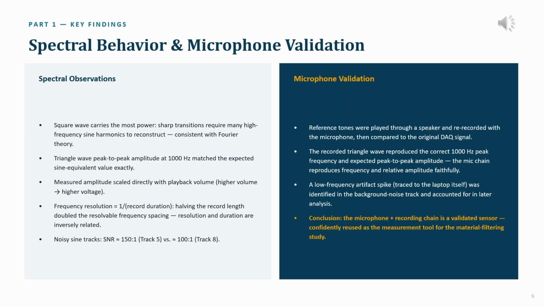So my key findings on the left were essentially things I discussed with the TA in Week 2, and more importantly, the microphone validation was done essentially by having tones played, one through the microphone and one through the DAQ, and comparing these two results. Generally they matched extremely well, so I knew the microphone worked. One interesting result that I did find though was that I had a low frequency spike from like 0 to 100 hertz that was consistently always there that I was pretty sure came from.